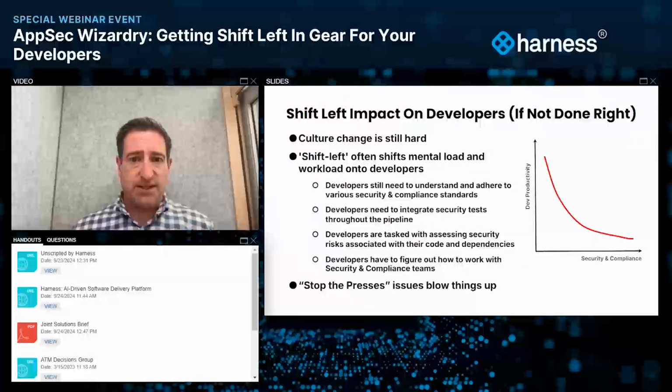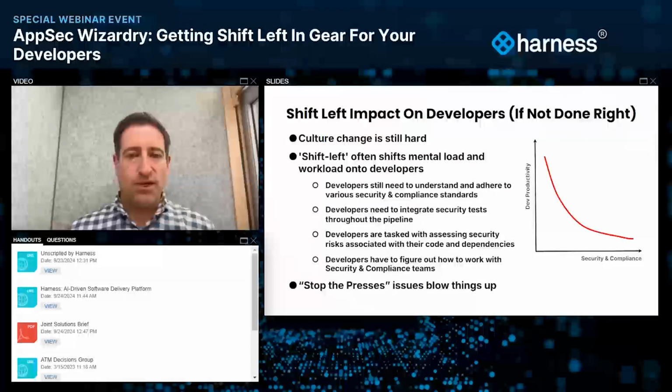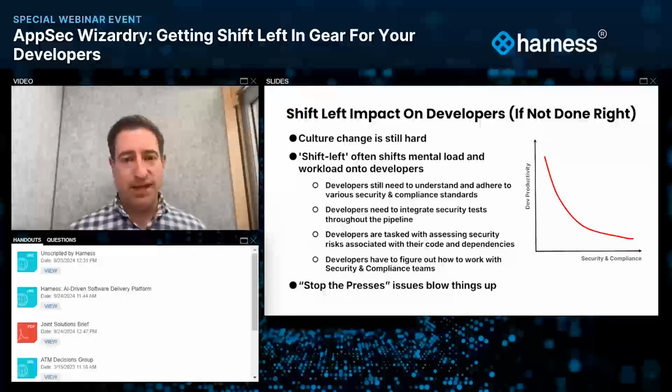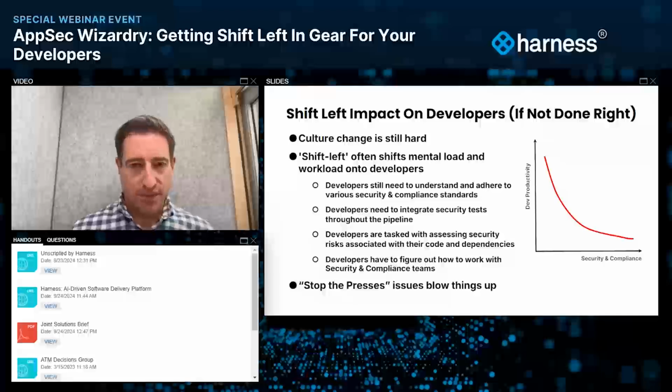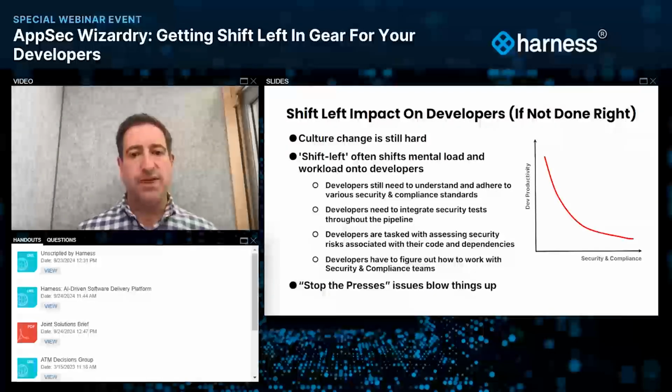With shift left, I think the devil is in the details. It's one thing to shift security left, but you don't want to shift the mental load and the workload onto developers. You want to give them the information they need to very quickly remediate any vulnerabilities that are surfaced. And so this is where we need to integrate security testing throughout the pipeline. You want to make sure that you have ways to process scanner output and make this as turnkey for developers as possible.